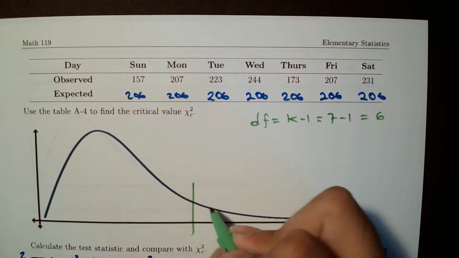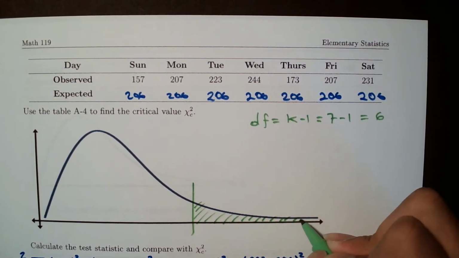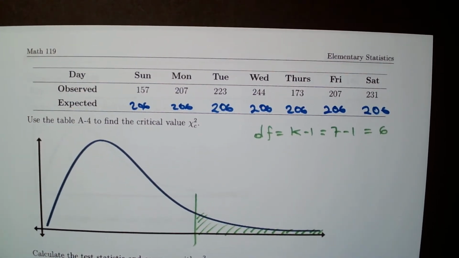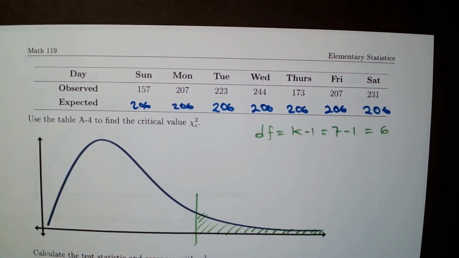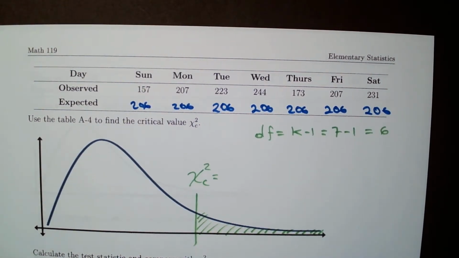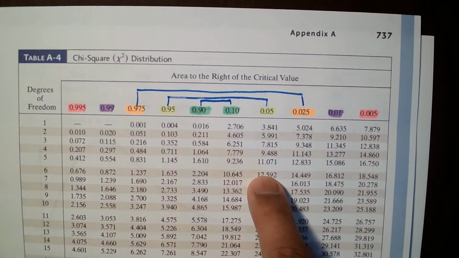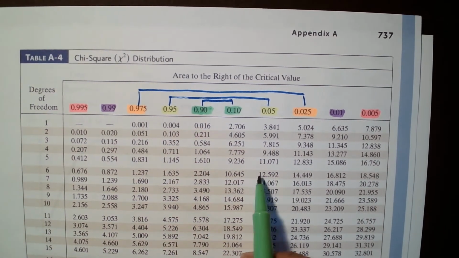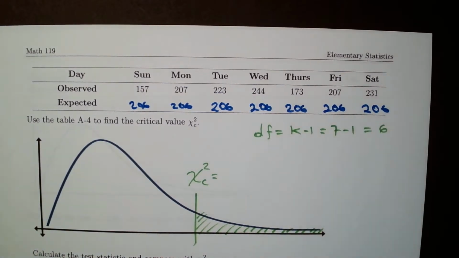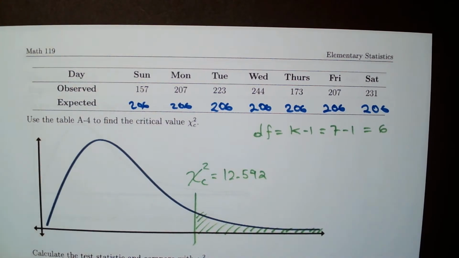Again, this one is easier to do as opposed to the other ones. So let's see. We're going to find chi-square critical with 0.05 and degrees of freedom 6. So 6 degrees of freedom, alpha of 0.05, this is going to be 12.592. That's going to be our critical value, 12.592.